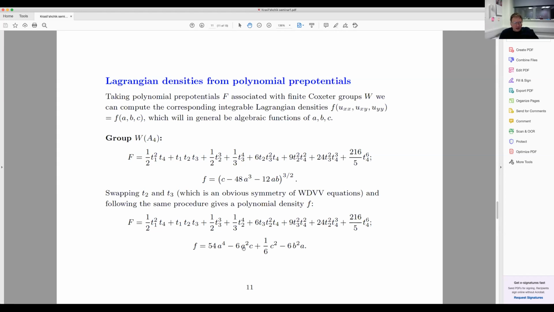Our link, sorry. So in this case, we get this polynomial prepotential, right? This F gives this polynomial Lagrangian density. And there are lots of other examples that we calculated. I'm not showing them here. So you take various known solutions of WDVV and you calculate new Lagrangian densities, integrable Lagrangian densities.